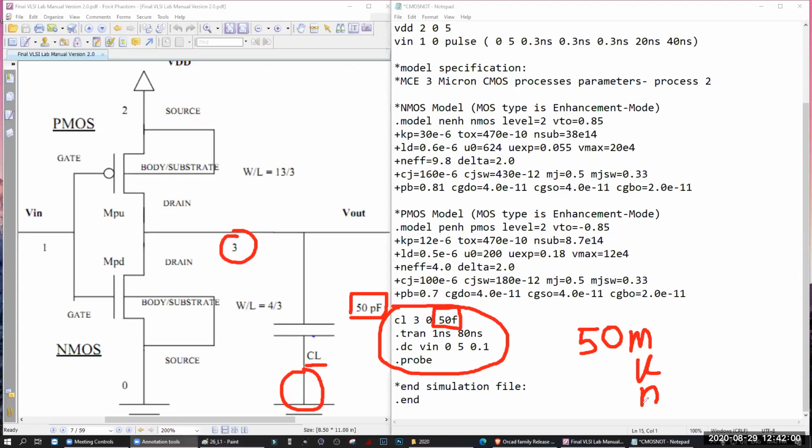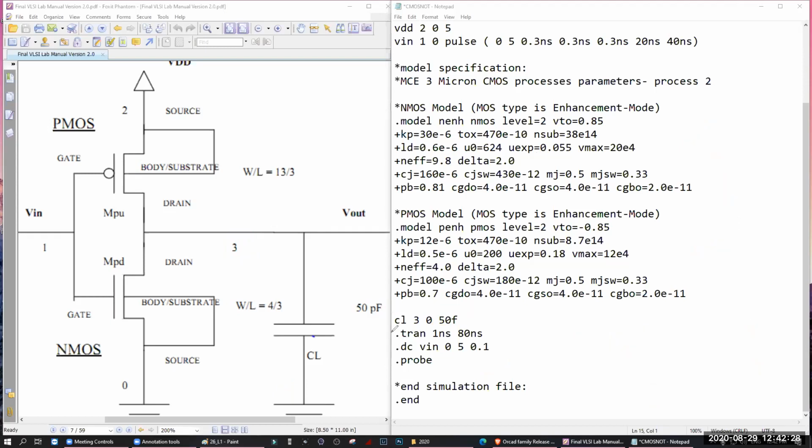If you just write N, it is nanofarad. If you write P, it is picofarad. F, femtofarad, right? For resistor, if you write only 50, it is 50 ohm. If you write K, kilo ohm, M for mega ohm, then G for giga ohm, something like that. Understand?